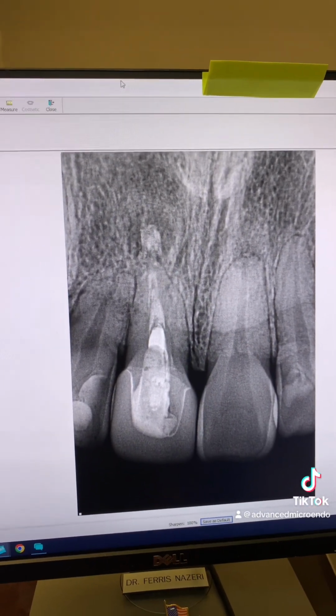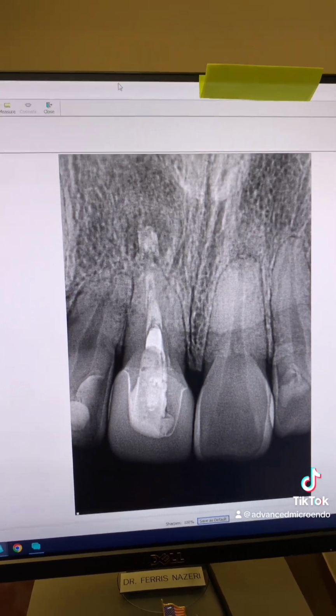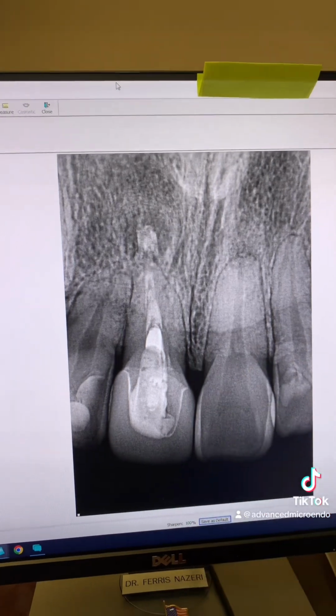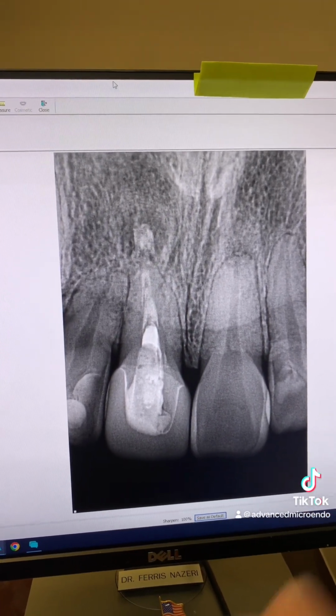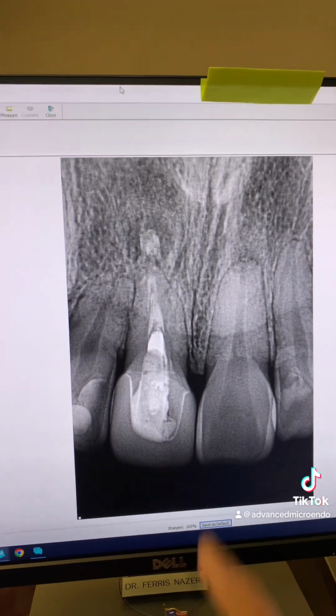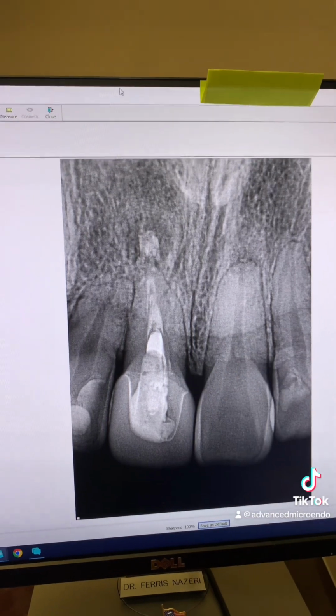We didn't do it in multiple appointments like some of you believe that it should be done. Another example of one appointment endodontic treatment or retreatment has the same outcome. As long as the canal is dry, you can obturate, and that's what we did, one appointment.